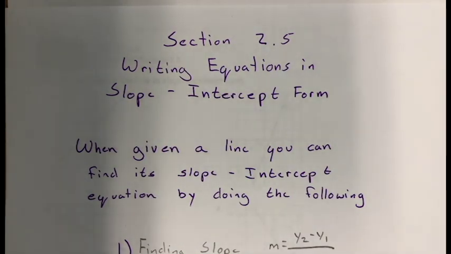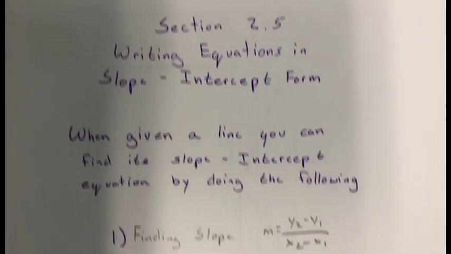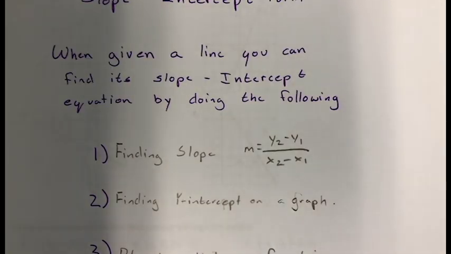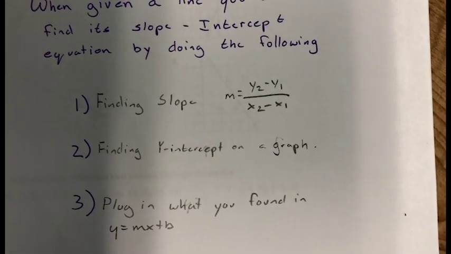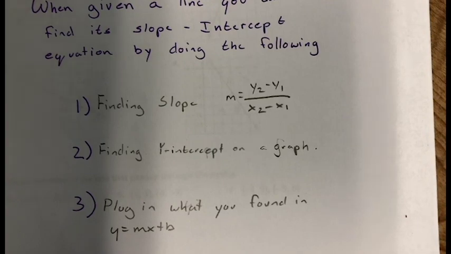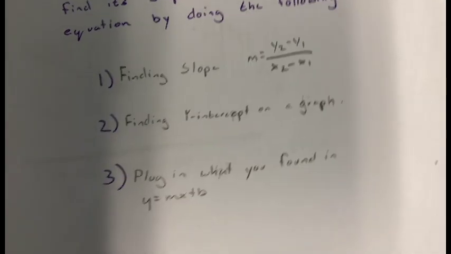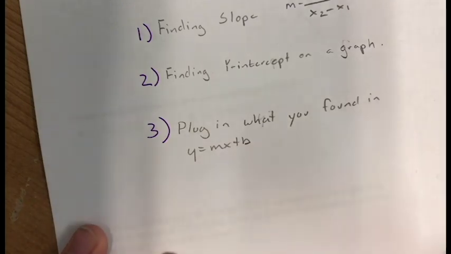The way we do that, in today's video, we're going to do by three things. One, we're going to find the slope by using our equation y sub 2 minus y sub 1 over x sub 2 minus x sub 1. Once we know the slope, we need to find the y-intercept on that graph. When we find those two things, it's just a matter of plugging it into our equation, y equals mx plus b.